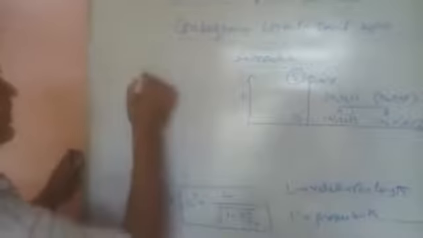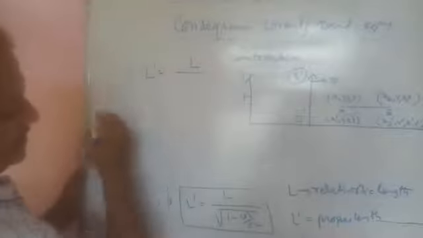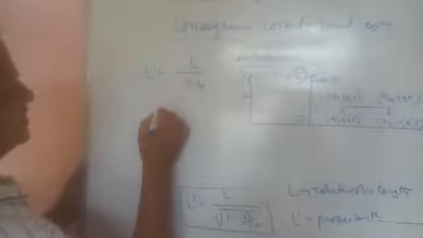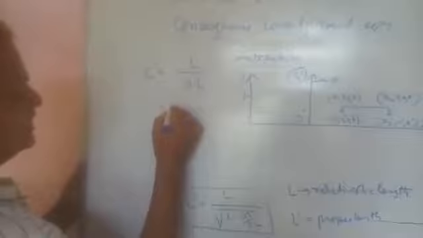Now let's see what happens to this relation. What is L dash? L dash is equal to L by 0.6, that is 10 by 6, approximately 1.7 L. That means L dash is 1.7 times L. So this relation implies that L dash is greater than L.